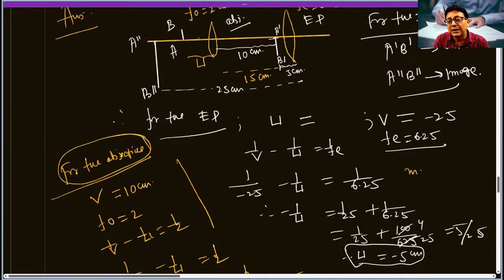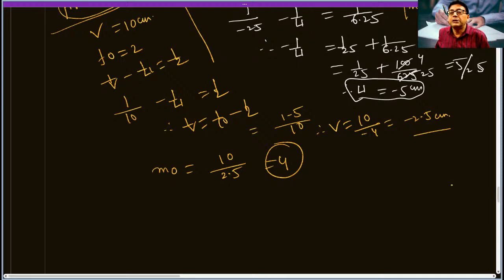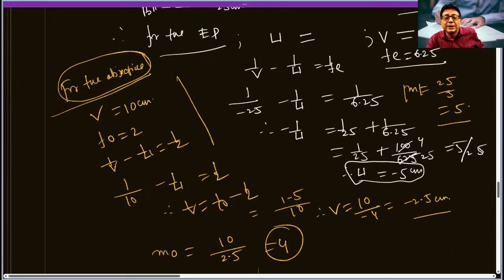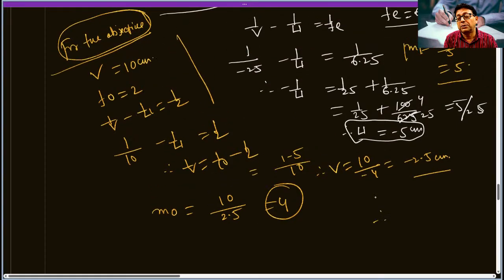For the eyepiece, M is what? V by U. V known. You take magnitude only. So this is 5. And for the objective, you know V, you know U. So here MO, again V by U, that is 4. So MO you got, ME you got. Multiply these two together, magnifying power will come out.